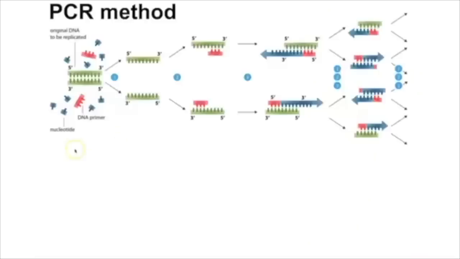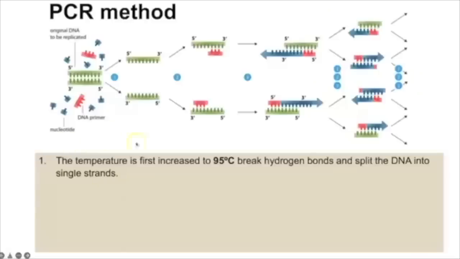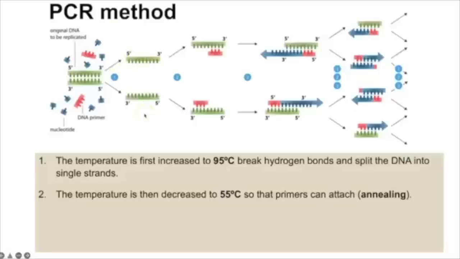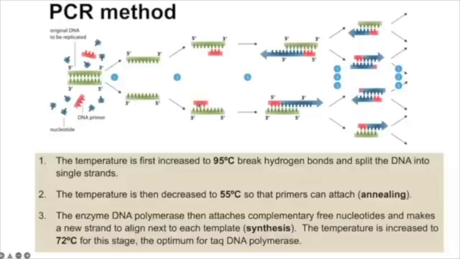So here's our method. The first step is the temperature is increased to 95 degrees C, and what that does is it breaks the hydrogen bonds between the DNA fragment that you added. So we now have single-stranded DNA molecules. The temperature is then decreased to 55 degrees C, and that is to allow these primers to attach, and we call that annealing. The enzyme DNA polymerase can then attach and join any of those complementary DNA nucleotides that align. So it's going to join those adjacent nucleotides, creating the second chain. So we have now created a copy of that DNA fragment of interest.